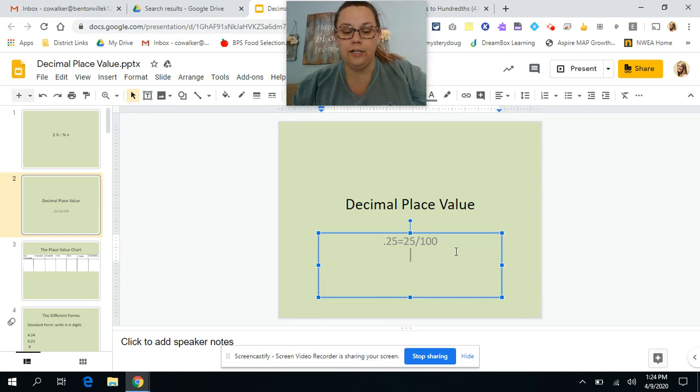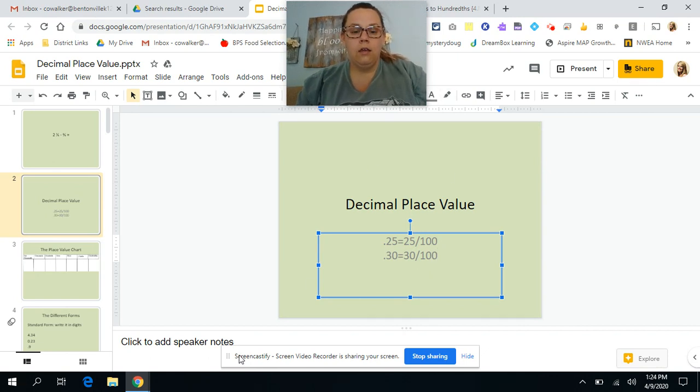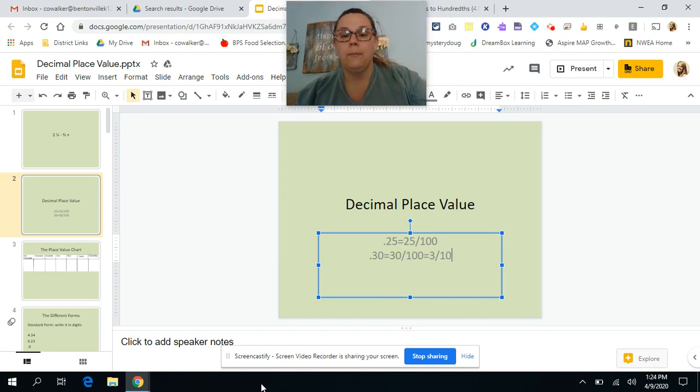If I said I had 30 cents of a dollar, what would that look like? It would be 30 cents out of 100 total cents that you could have had to make a dollar. I'm so sorry. And then also, we know that 30 hundredths is also equivalent to 3 tenths. But that would be written just a little differently. Instead of having the 30, it would just be 3 tenths.